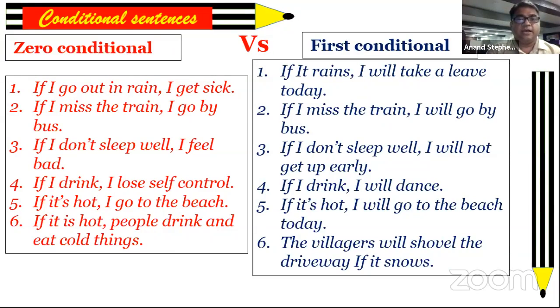Whereas the first conditional sentence indicates possibility. If it rains, I will take a leave today. If I miss the train, I'll go by bus. Perhaps you will be thinking that these two sentences are similar, but hey, this is the hairline difference. One is showing habit, and the other is showing condition.